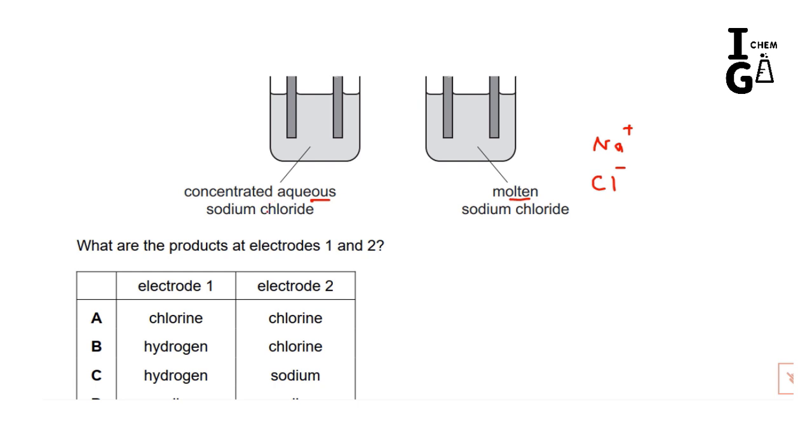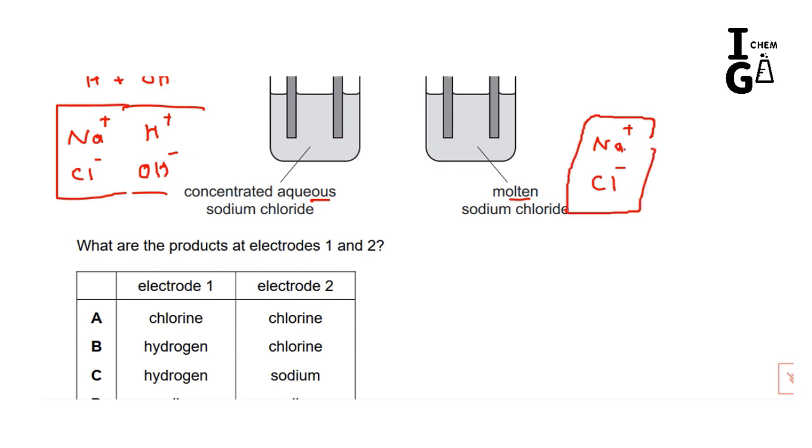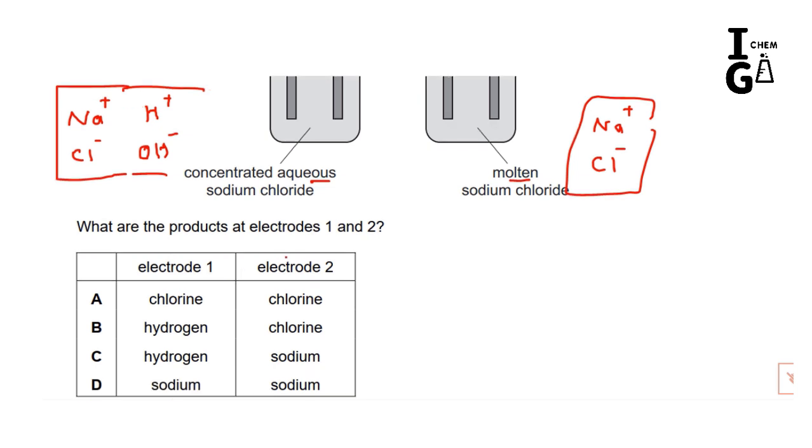But in aqueous sodium chloride, we have Na plus ions and Cl minus ions. Also because this is aqueous, we should have H plus and OH minus. This is for water, H2O, which in this electrolyte also produces H plus and OH minus. So once we find aqueous, it means we have 4 species in the electrolyte. But in the case of molten, we have only 2 species, Na and Cl. Okay? So, what are the products at electrodes 1 and 2?